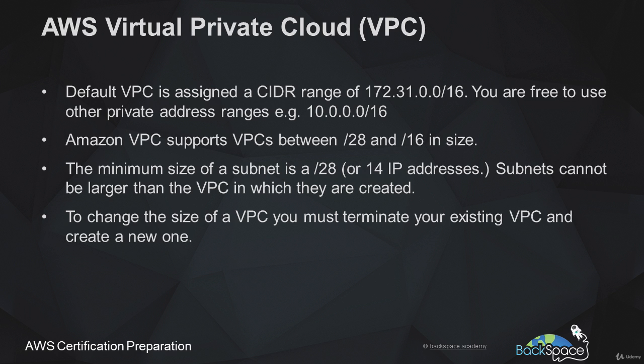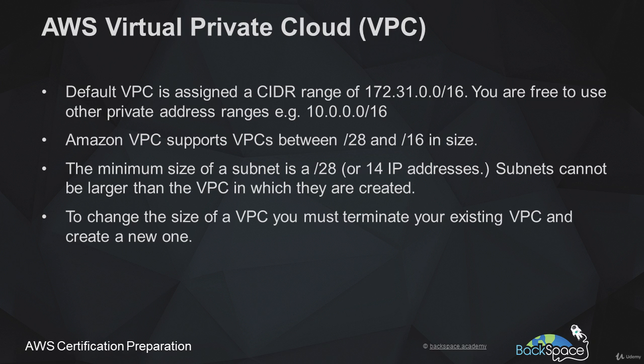There is a default VPC that comes with every account, provided it's a reasonably new account. That default VPC has a CIDR range of 172.31.0.0/16. But you are free to use other private address ranges. If you create your own VPC, you can create it with 10.0.0.0/16 if you would like. So you're free to define your own private address range.